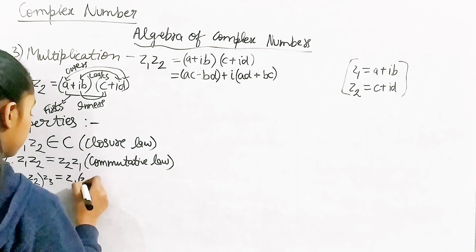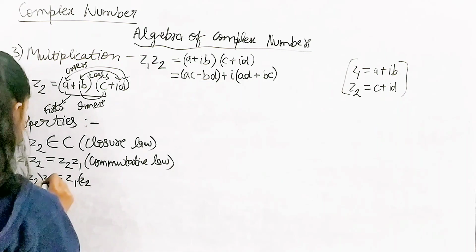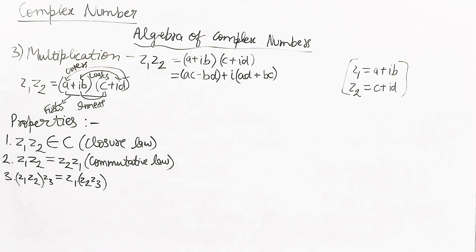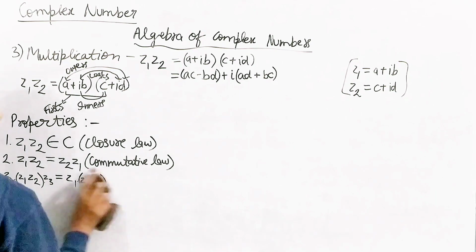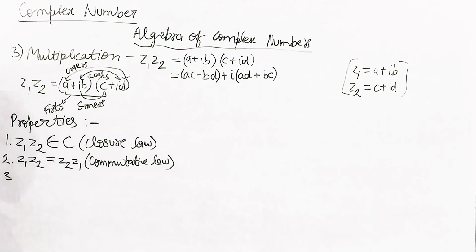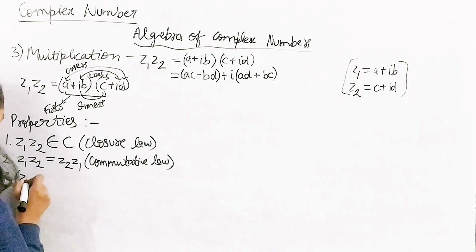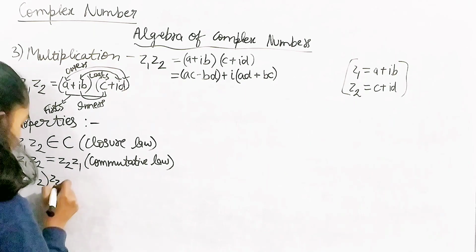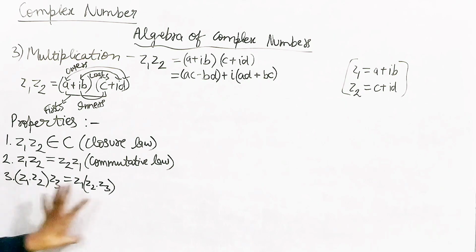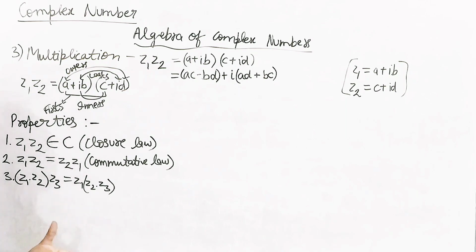Z2, Z3. Okay, is it clear? Oh, I think I should put the dots in brackets, right? Let me write it again. Okay, so Z1 dot Z2, Z3 is equal to Z1, Z2 dot Z3. So this one's also all about the order. If we have more than two complex numbers, like three, it doesn't matter, we still get the same answer.